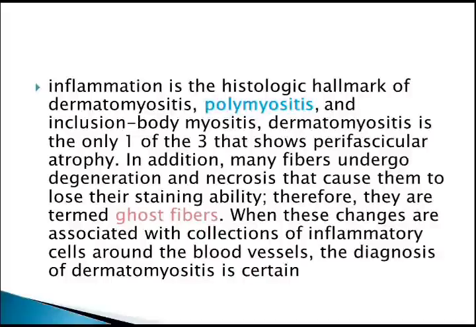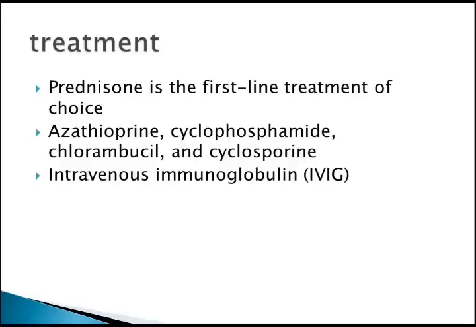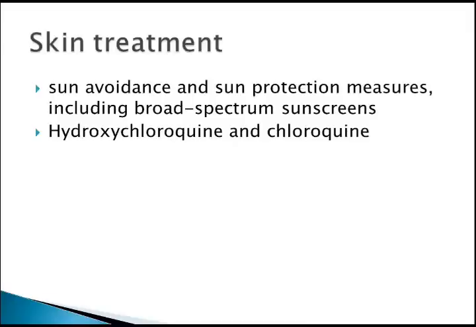Okay, so when these changes are associated with a collection of inflammatory cells around the blood vessels, the diagnosis of dermatomyositis is certain. Very important. Treatment. How do you treat? There is no difference in treating the patient with dermatomyositis and polymyositis. Then why should we know all the clinical features and why do we need to differentiate them when the treatment is the same? One, because we have a skin manifestation, so we need to treat the skin manifestations. That's very important.